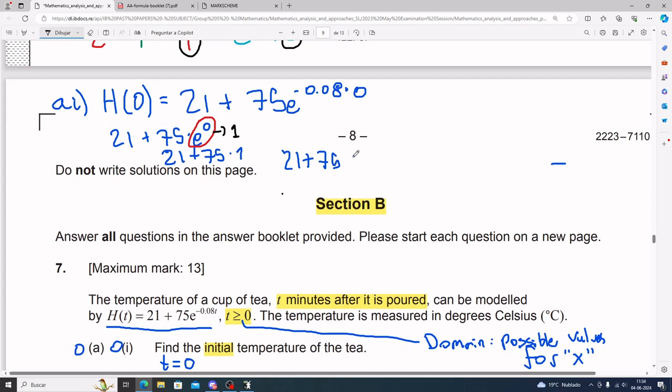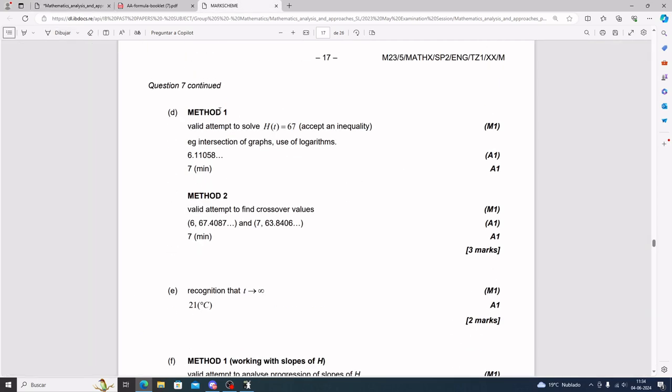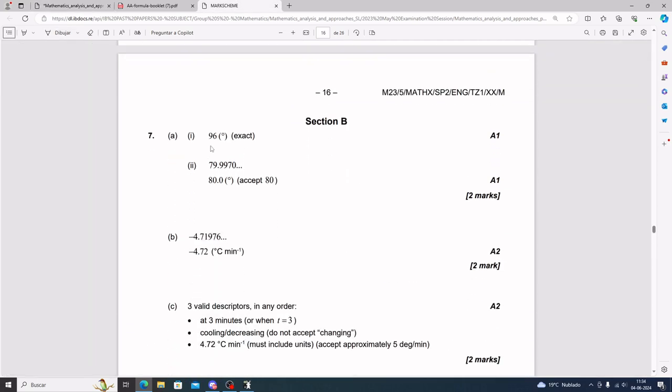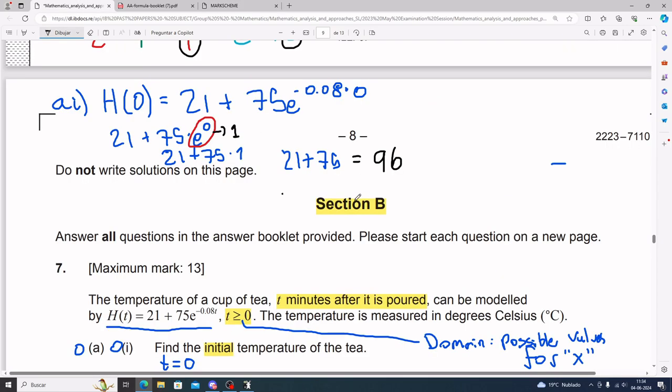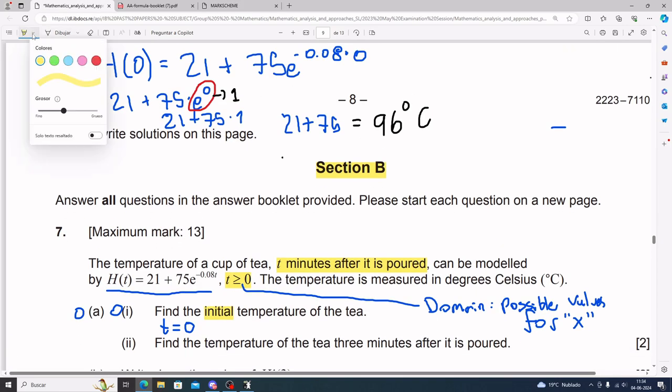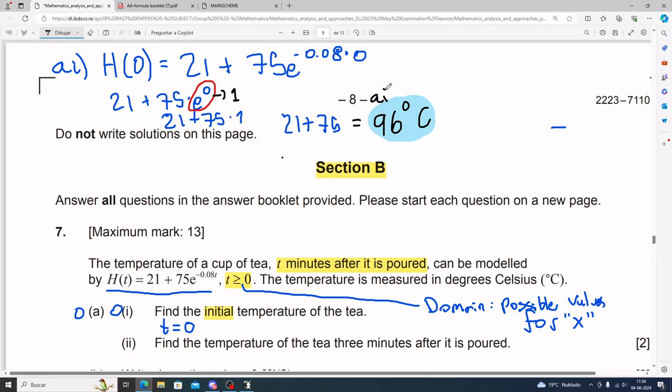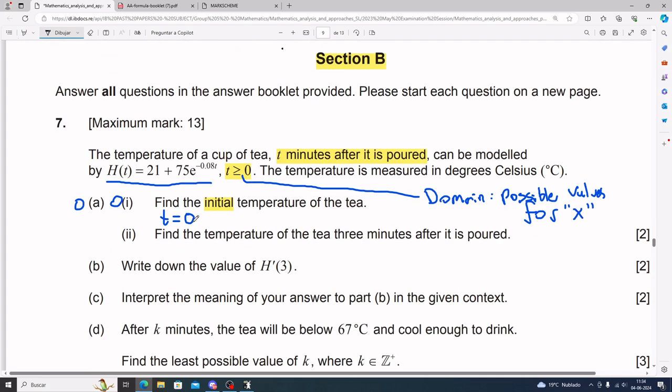And so for part A I, you end up with 21 plus 75. That should give you 96. Now let me double check, but it does sound good. Look at that, 96 exact. Make sure you put the units in degrees Celsius. See, so this is for part A I. I put it in blue to show my answer just in case. So A I is going to be 96.